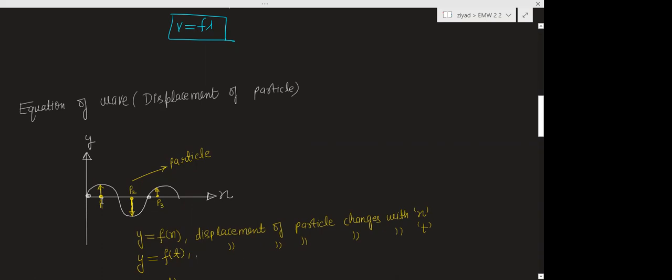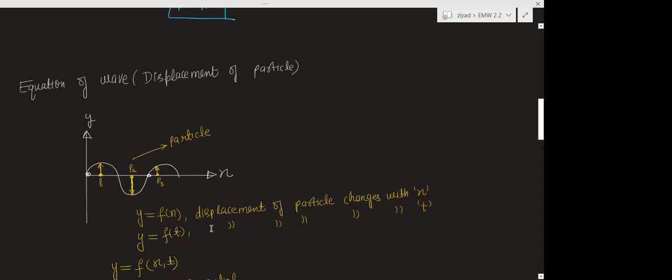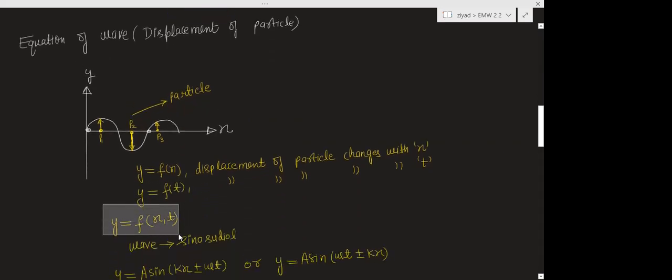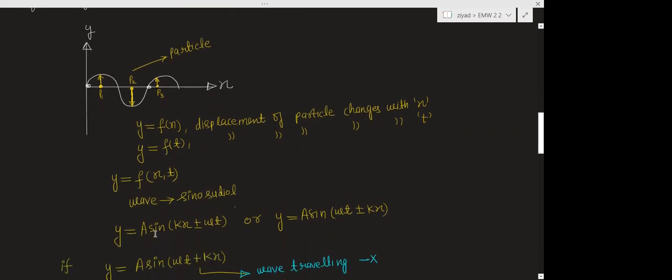This particle will be oscillating like this. If you are taking this as a particle, this particle is oscillating like this also. And with distance, the displacement of the particle is also changing. So basically, the displacement of the particle is a function of position and time. Fine. And this wave is a sinusoidal wave. So the equation of the wave can be written like this: y is equal to a sine (kx plus minus omega t), or y is equal to a sine (omega t plus minus kx). And what is a? A is the amplitude of the wave.